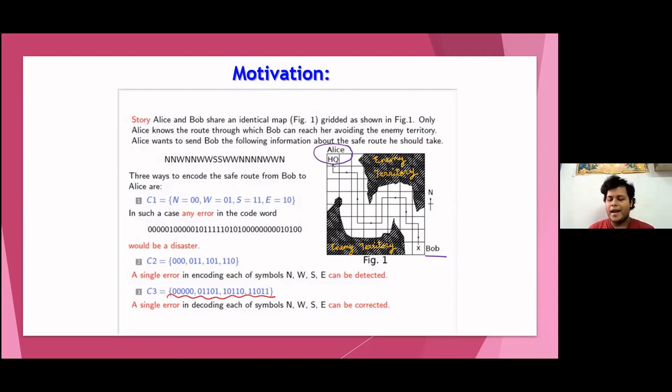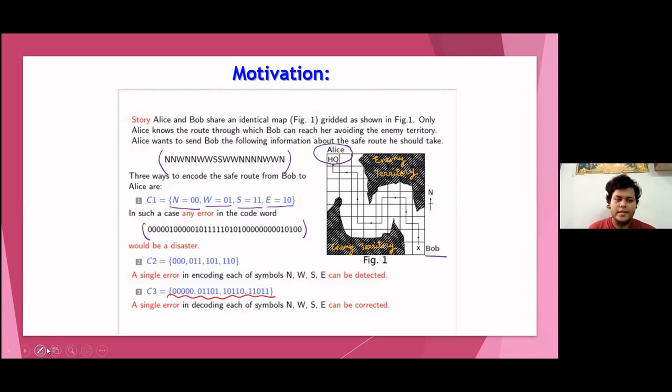So Alice prepares a map. Considering this direction is north, Alice prepares a map, and this is the map. So now instead of transmitting this directly, she encodes north as 00, west as 01, south as 11, and east as 10. So the code becomes this.